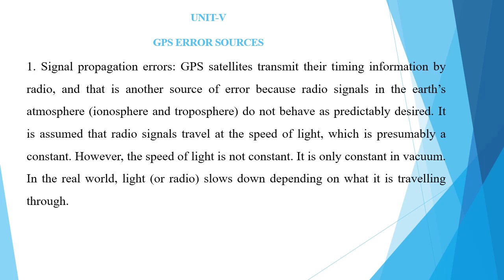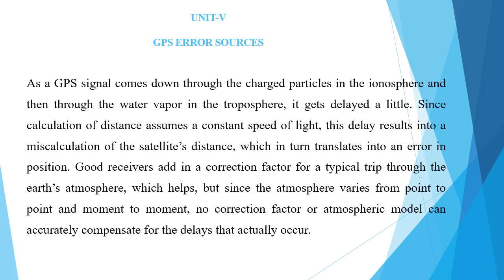Signal propagation errors. GPS satellites transmit their timing information by radio, and that is another source of error because radio signals in the Earth's atmosphere do not behave as predictably as desired. It is assumed that radio signals traverse at the speed of light, which is presumably a constant. However, the speed of light is not constant. It is only constant in a vacuum. In the real world, light slows down depending on what it is traversing through.